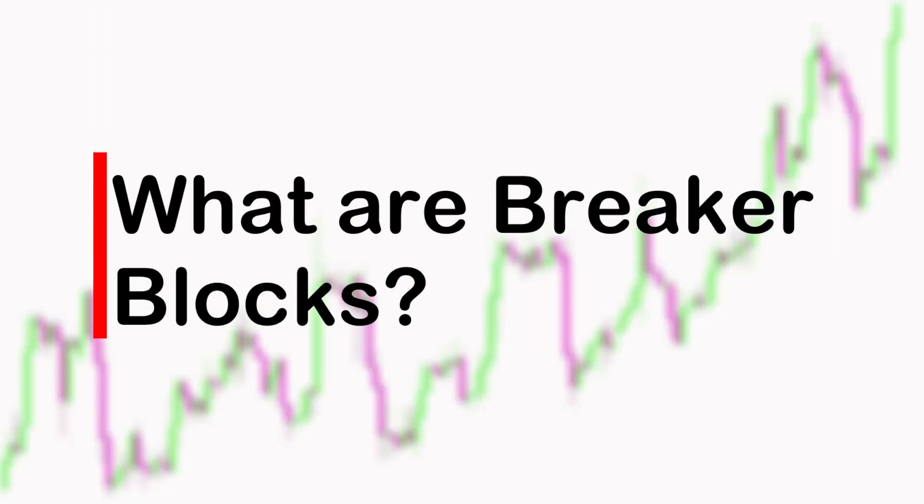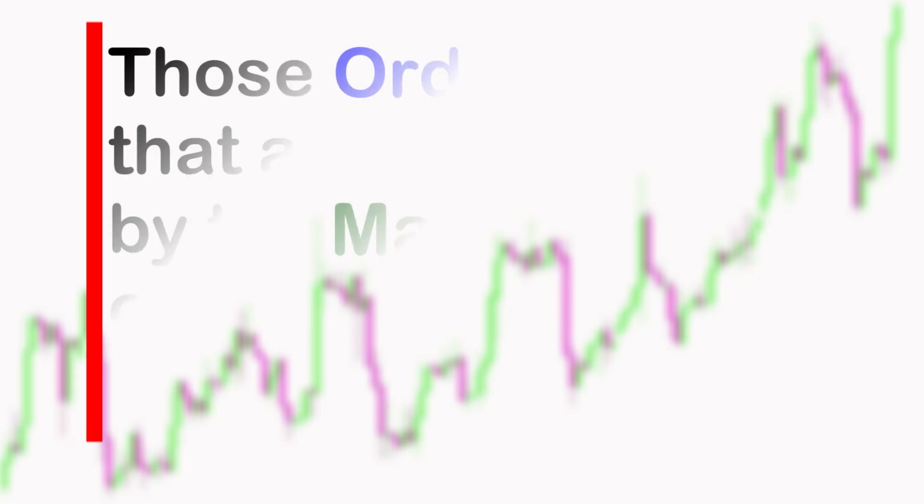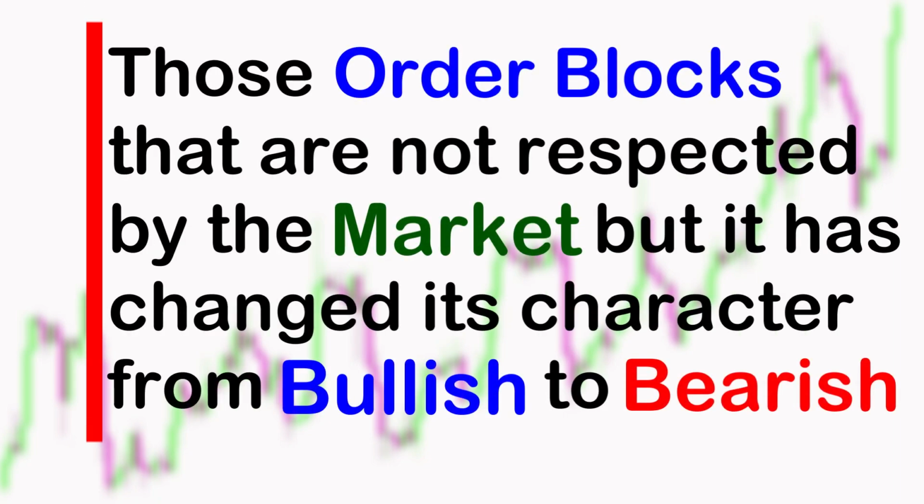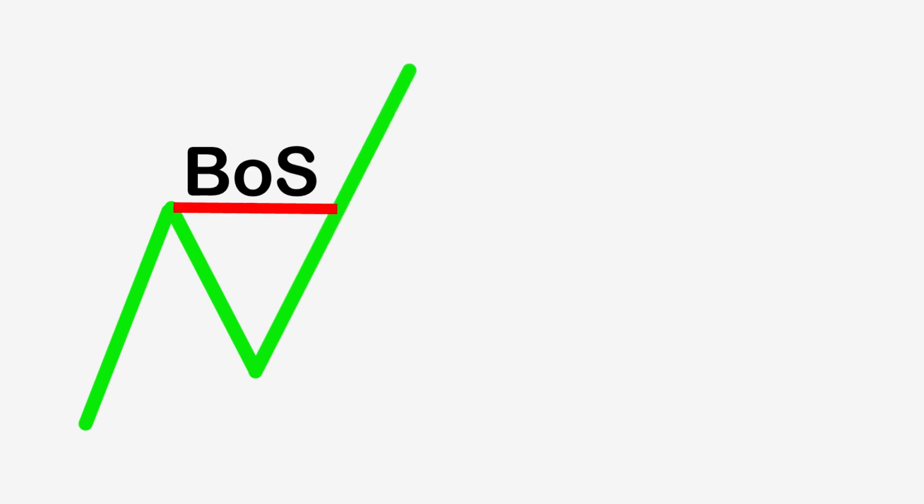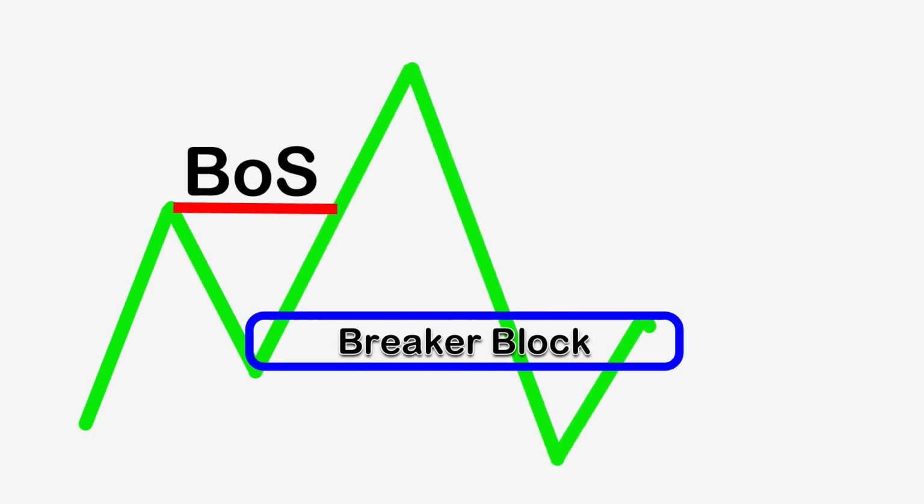Let us first learn what are breaker blocks. The breaker blocks are those order block zones which are not respected by the market, but instead it has changed its character from bullish to bearish or vice versa. So, in a bullish scenario, a breaker block occurs when the market goes below the demand zone and then it comes again to this zone and then continues moving downwards.